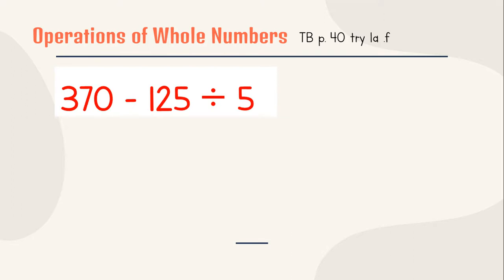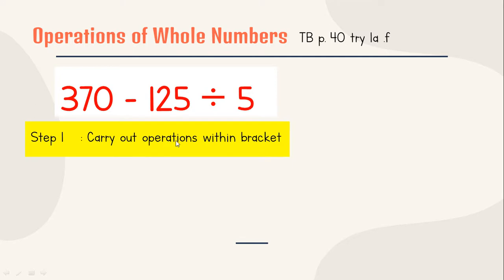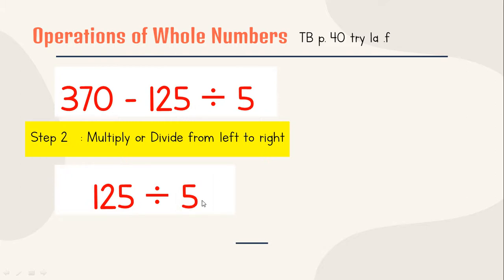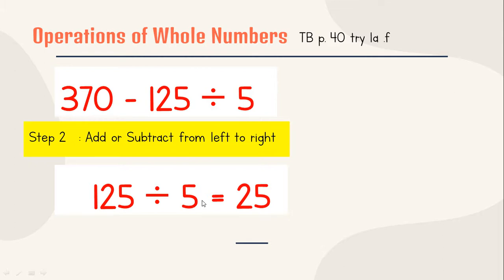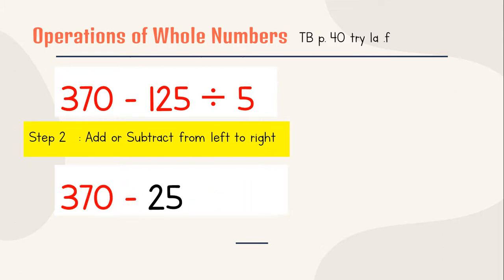1A point F. 370 minus 125 divided by 5. First of all, first step, carry out operation within the bracket. Do we have? Nope. Go to the next. Multiply or divide from left to right. Do we have division? Yes, here. So 125 divided by 5 equals 25. After that, add or subtract from left to right. 370 minus 25 equals 345. Kinda easy, right? This 25 is from this, okay?